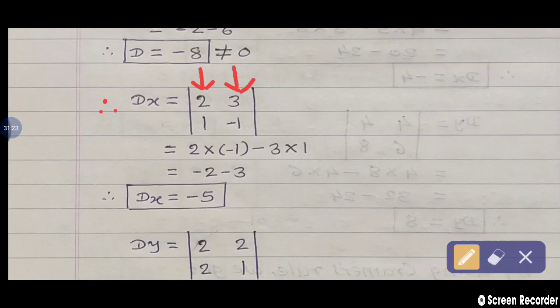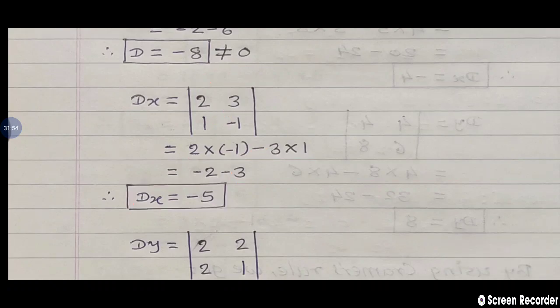Therefore Dx is equal to, do the multiplication, 2 multiplied by minus 1, so answer is minus 2, minus 3 multiplied by 1, that is the 3. So minus 2 minus 3. Minus 2 minus 3 is what? We are making the addition. So minus 5. So this is the value of Dx is equal to minus 5.